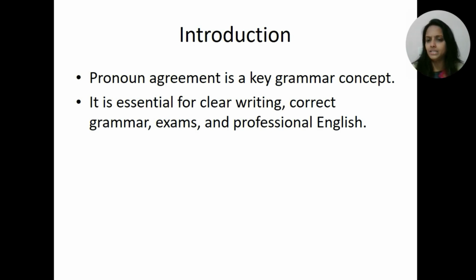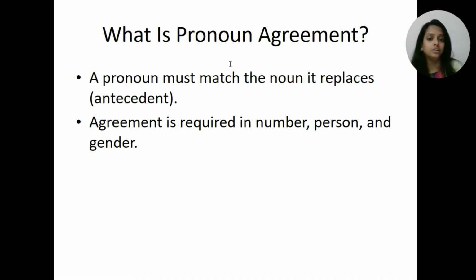What is pronoun agreement? You are very much aware of subject-verb agreement, right? So, what is pronoun agreement? It means that a pronoun must match the noun it replaces. When we use a pronoun, it must agree with its noun, right? We also call it an antecedent. It should agree with the noun in number, person, gender, and if the pronoun does not match the noun correctly, then the sentence becomes grammatically incorrect or confusing.